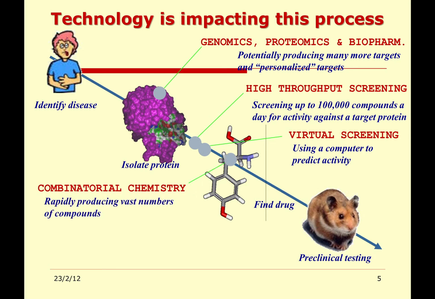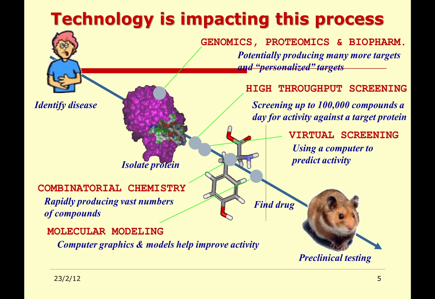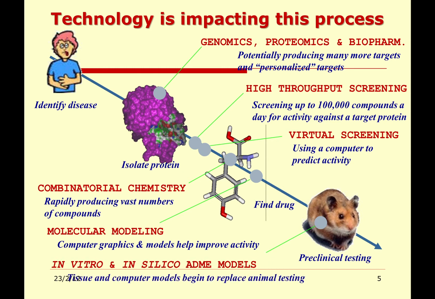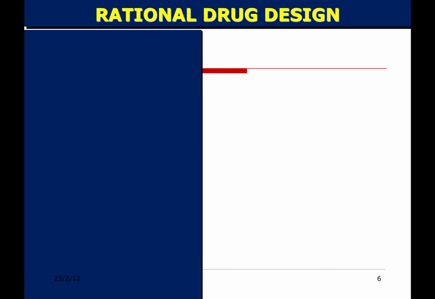Combinatorial chemistry, rapidly producing a large number of compounds for lead optimization. From the high throughput, you may find some hits, and then these can be converted to leads. And then to refine the leads, you go for molecular modeling using computer-aided drug design, and then you do preclinical, in vitro, in silico, also ADME. So here all the technology comes.